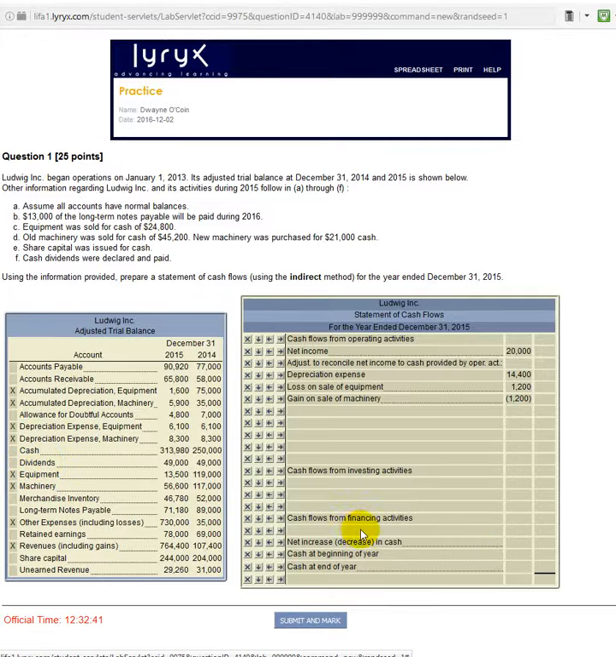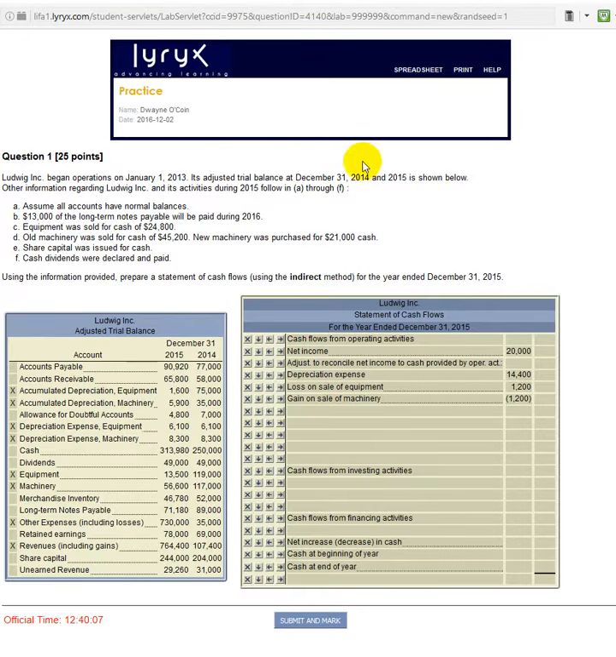Dividends are part of financing activities. It tells us that the cash dividends were declared and paid here. And merchandise inventory is a current asset, so we're going to have to include that. Long-term notes payable, financing, retained earnings, that's the dividends reconciliation. Share capital has increased by 40,000, so that's a financing activity. And then unearned revenue is a current liability. So all of the current assets and current liabilities need to be adjusted here.